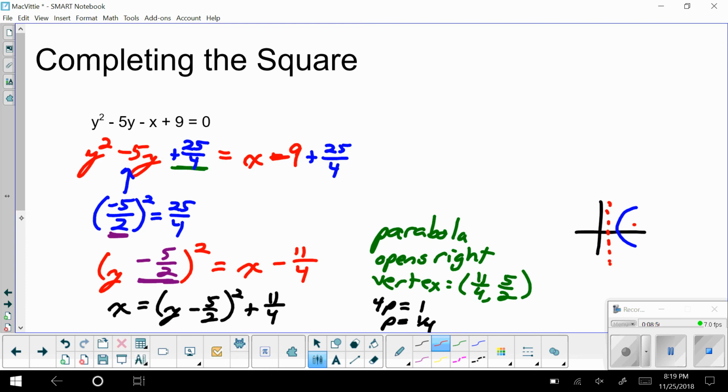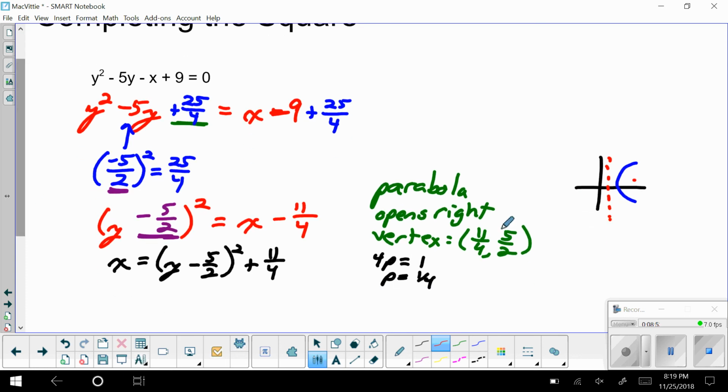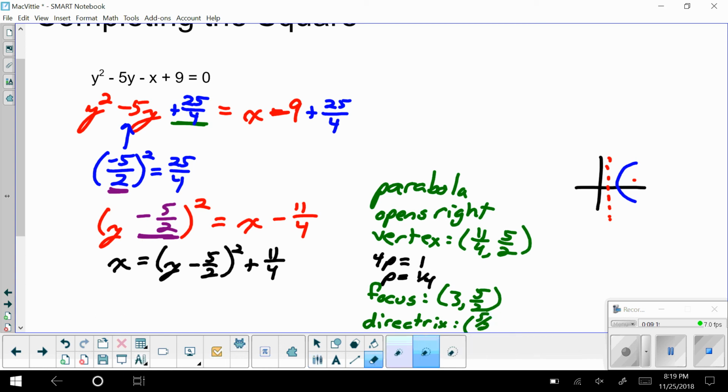So my directrix is a vertical line. My focus is going to be that 1/4 to the right, which means I'm adding it to the 11/4. So my focus would now be at 3, 5/2. And my directrix, I'm going to move 1/4 to the left, so I'm subtracting 1/4. Oops, it's a line. I know better than that. Vertical line is that, so I have x equals, and then the value will be 5/2, because 11/4 minus 1/4 is 10/4, which simplifies to 5/2.